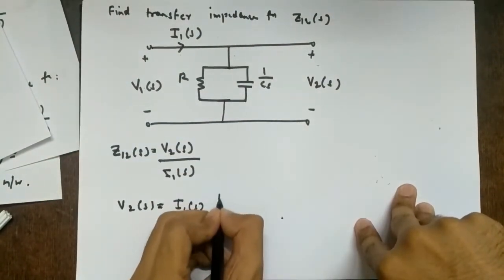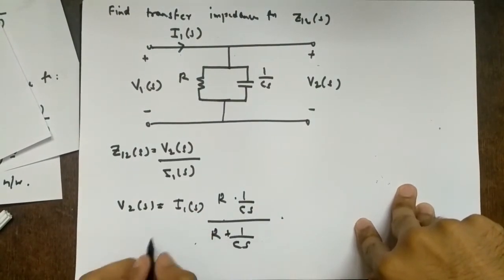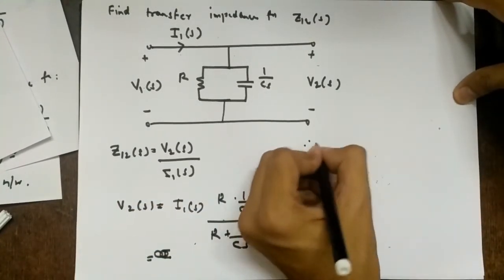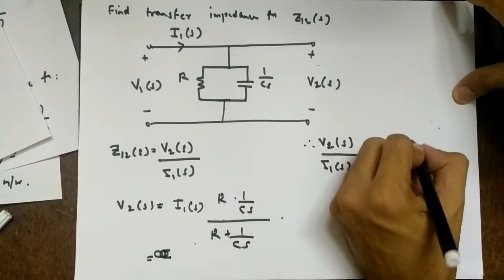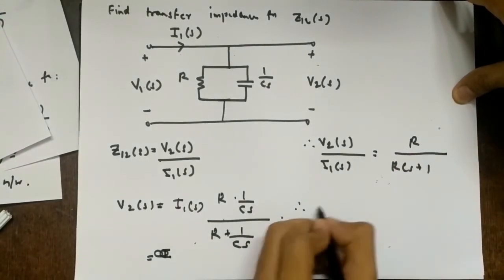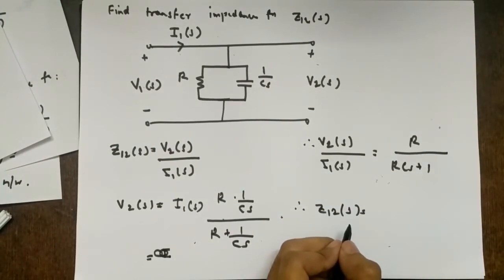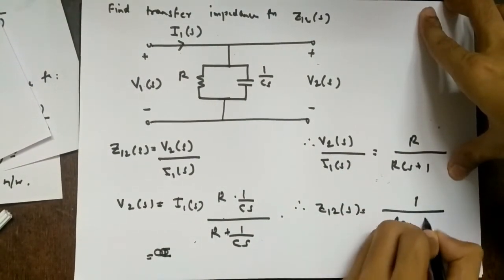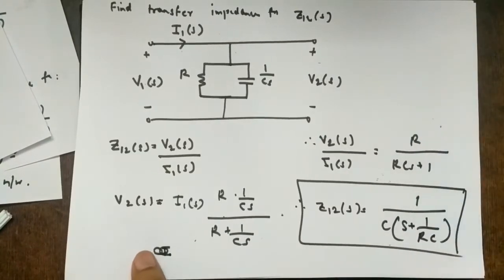So this is a parallel combination. So R into 1 by CS upon R plus 1 by CS. And I want V2 of S by I1 of S. So therefore V2 of S by I1 of S equals R upon RCS plus 1, right? So this is nothing but Z12 of S, but I want the coefficient of S to be 1. So remember this in the exam as well. So R will get cancelled. So 1 upon C times S plus 1 by RC. I can skip the steps, you cannot skip the steps. Okay.